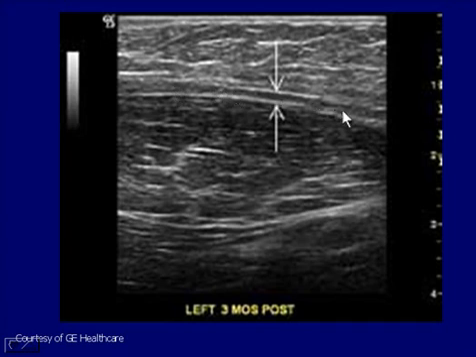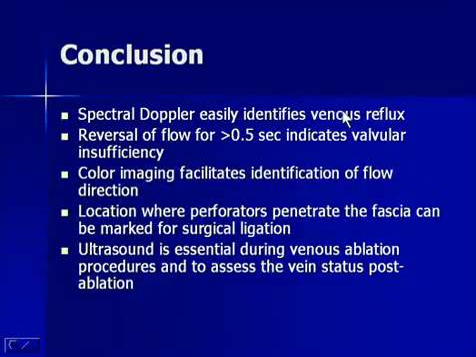vein post-vein ablation treatment. So to conclude, venous ultrasound is certainly a very good tool to evaluate patients for venous insufficiency. Spectral Doppler will rapidly identify venous reflux. We're going to use criteria of greater than half a second to indicate valvular insufficiency. Color is a great tool. It rapidly identifies the direction of flow. If we're dealing with perforators, we may want to mark on the skin where the perforator penetrates the fascia to aid in the treatment of these perforators.